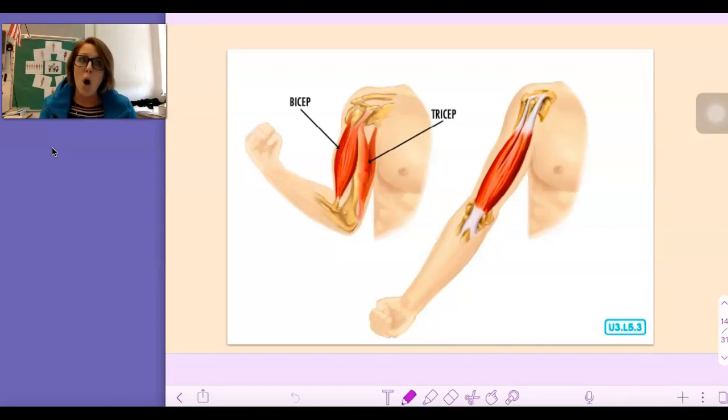So let's talk about arm muscles. Most muscles work in pairs. Muscles only pull on bone. They cannot push. As your muscles pull on bone, they contract or get shorter. In order to relax or lengthen, muscles need a partner to pull the bone in the opposite direction. Paired muscles never pull at the same time. One pulls, the other relaxes. One relaxes, the other pulls.